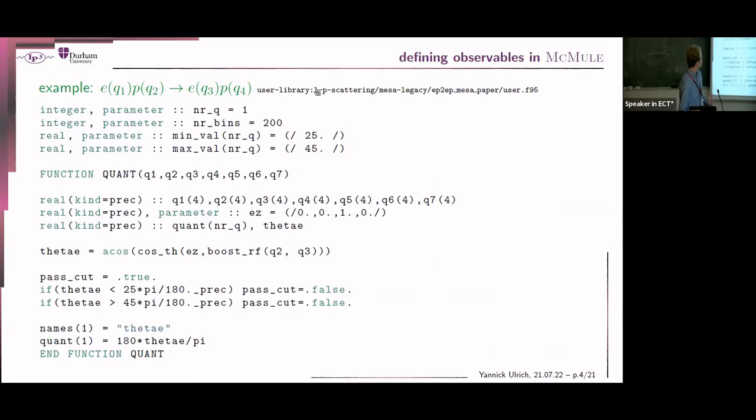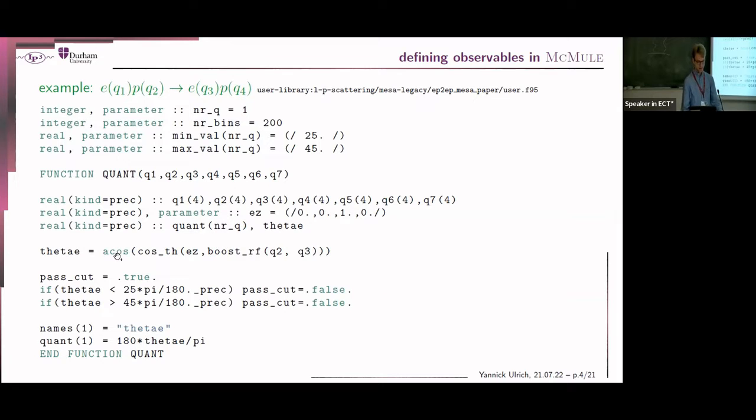And what you have to define is how many distributions you want, how many histograms. In this example, I have 1 because this slide is only that big. You have to define how many bins each histogram has. So 200, because why not? It starts somewhere, it stops somewhere. So 25 and 45, I think, degrees it is.